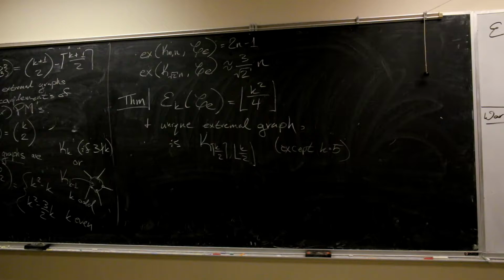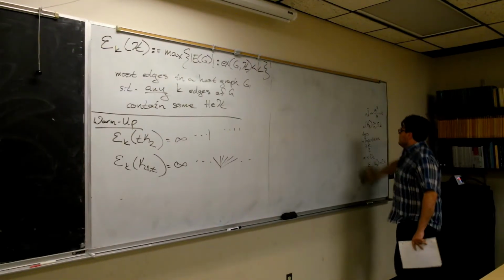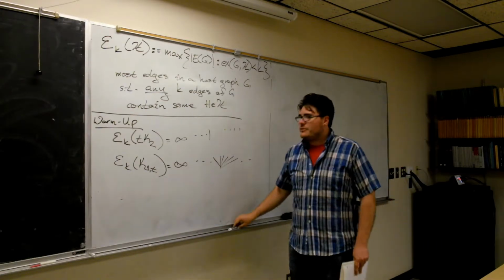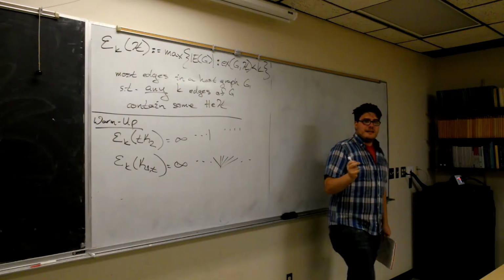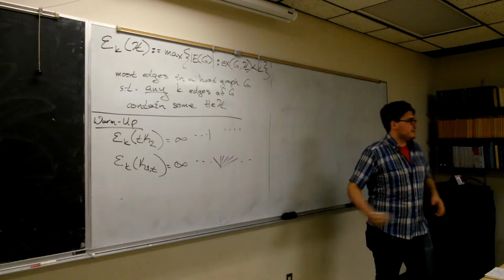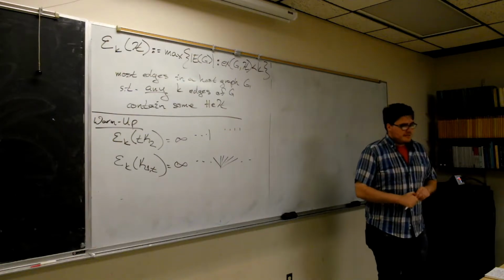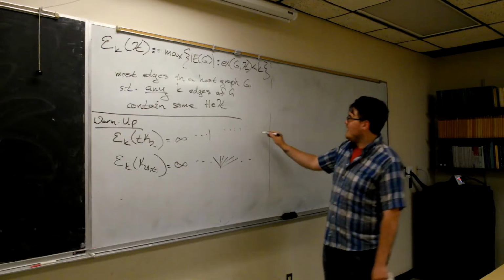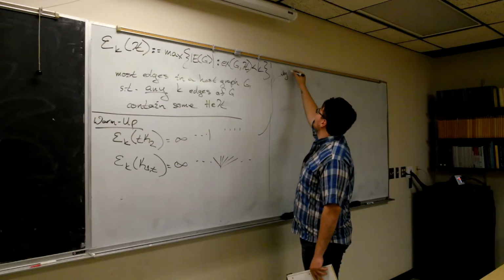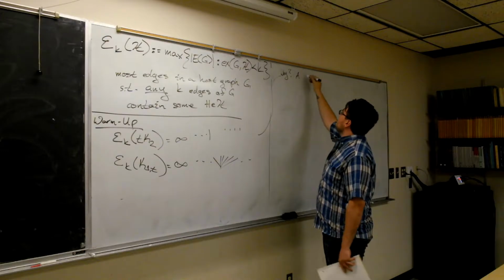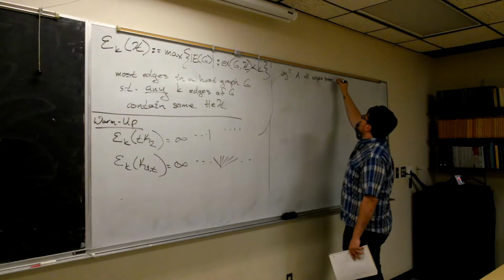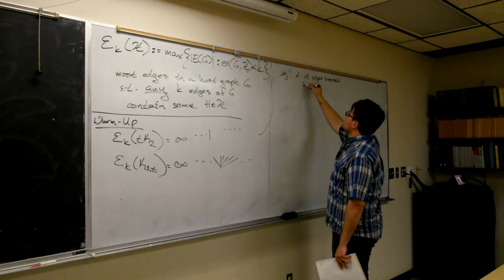So actually, let's leave this up. I promised that I'd explain why this works. Why was it that this extremal function of a matching or a star was infinity? But I've claimed that these are the only two. Well, the answer is that all edges actually intersect in the same set.